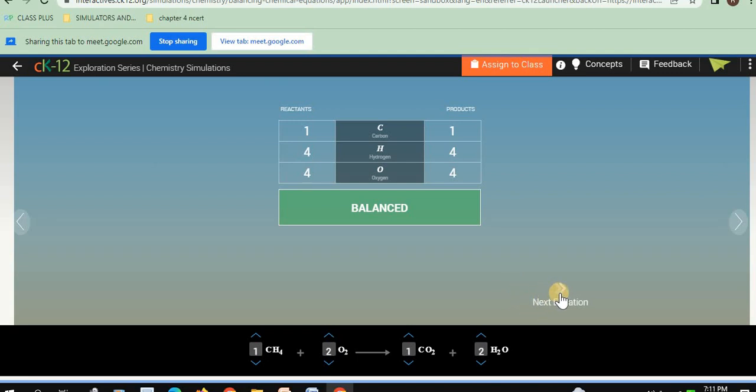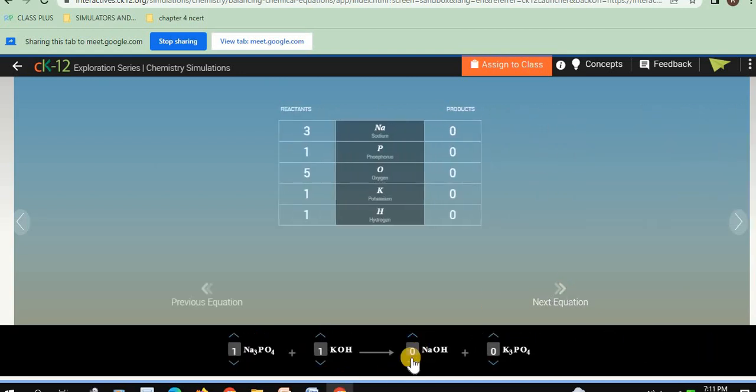Let us go. Are you excited for the second one now? Yes, sir. So this is the equation. I want to ask you a question. You can write in the chat box, everyone. Here Na3PO4 is there. What is the valency of sodium?